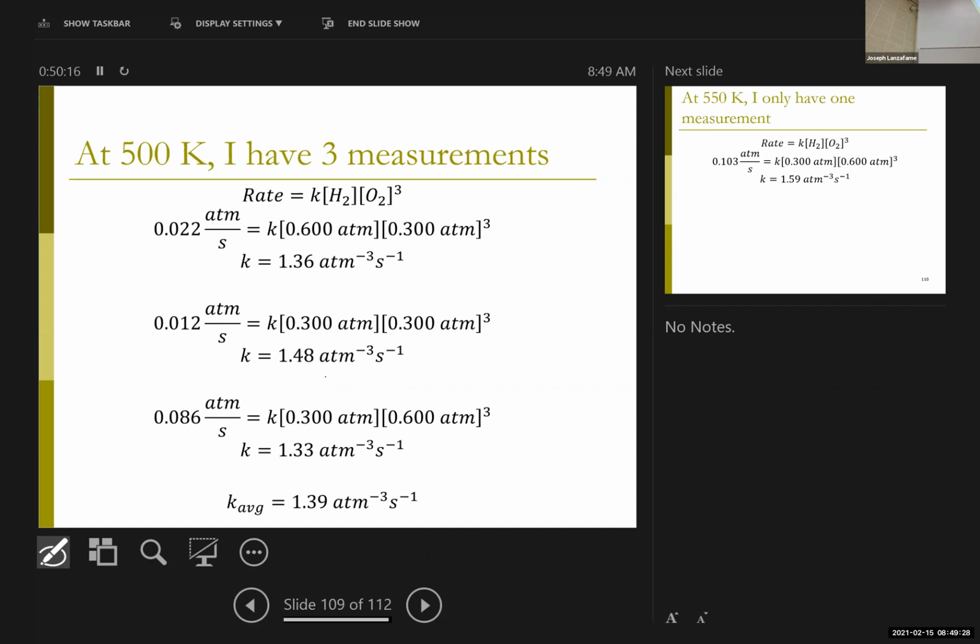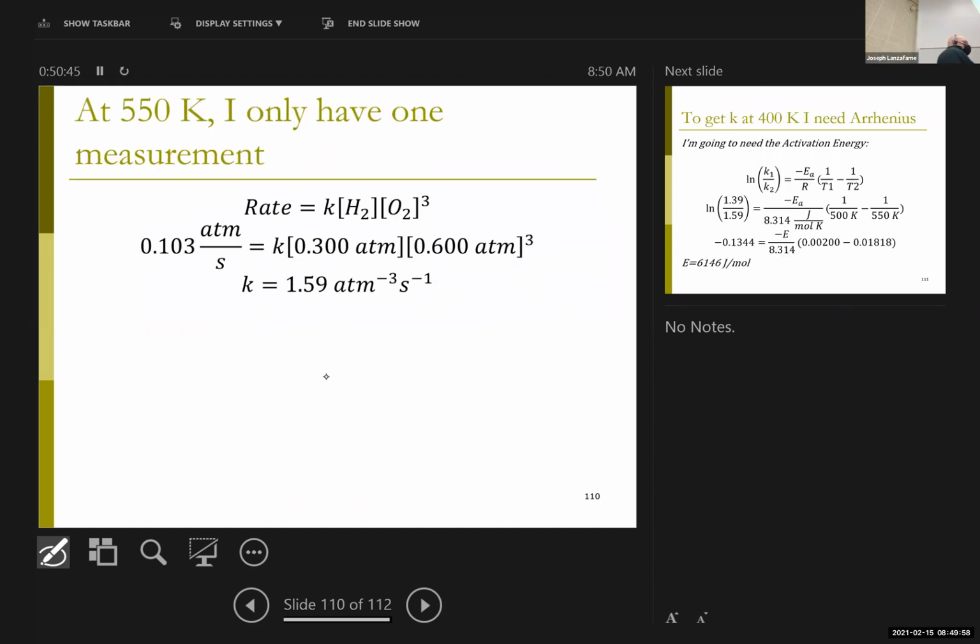And so again, if I've got all the data, I might as well use all the data. And so the average rate constant at 500 Kelvin is 1.39. We probably should say something about units, but we don't have time. We'll say something about units on Wednesday. But if you crunch the units there, you get reciprocal atmospheres cubed in reciprocal seconds. Right. I only have 1 measurement at 550 kelvins. If I really, really, really want to do a good job, maybe I want to do multiple measurements at 550 kelvins.